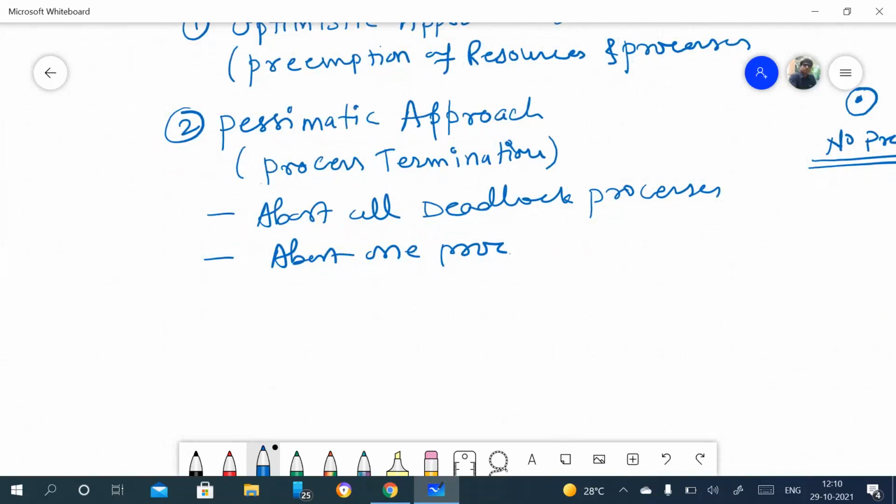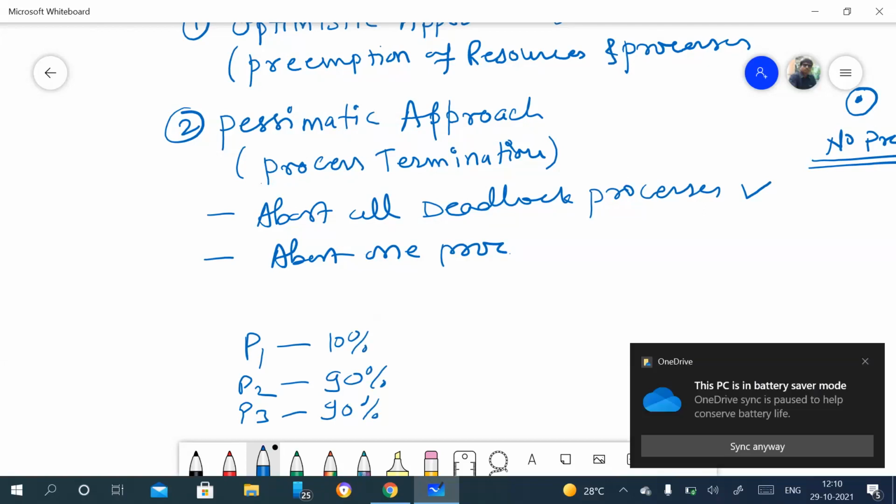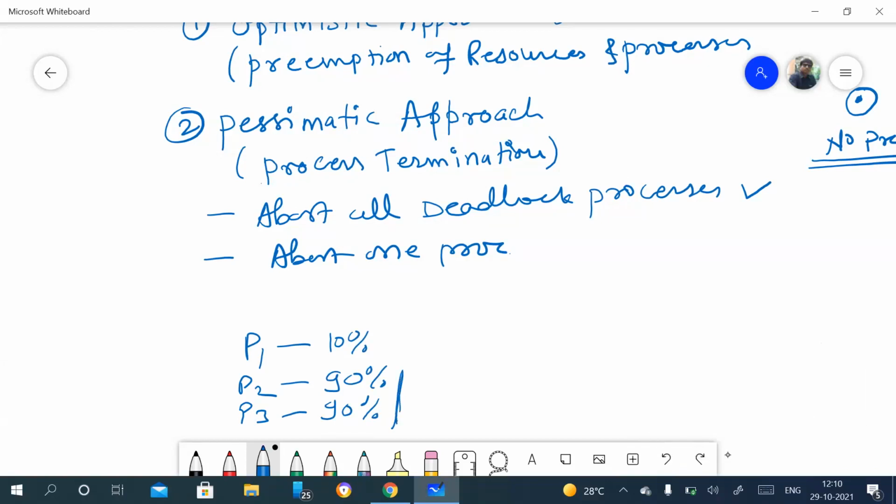If we abort all the processes, what is the problem? Suppose P1, P2 and P3 are the three processes. One has executed 10%, and these two processes have completed 90% of their execution, consider. Now we are aborting all the processes. Then these two processes, which are very close to completing their execution, are aborted because of this. So that is the problem here.